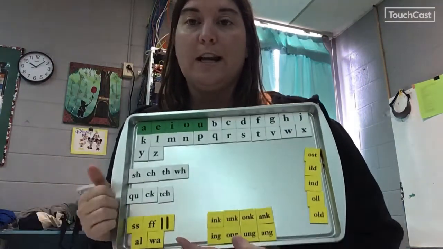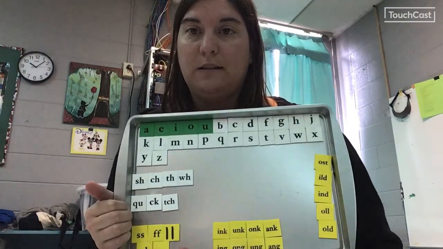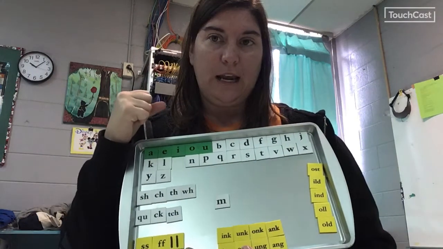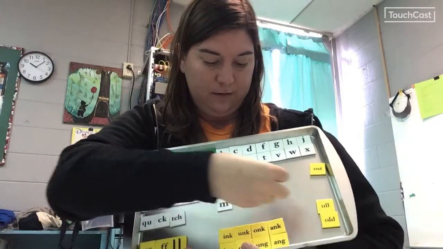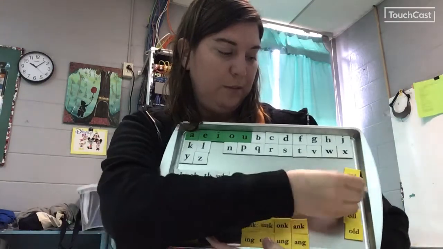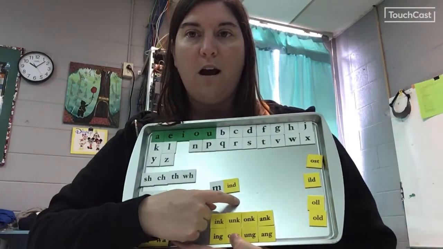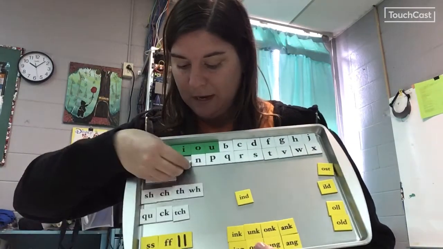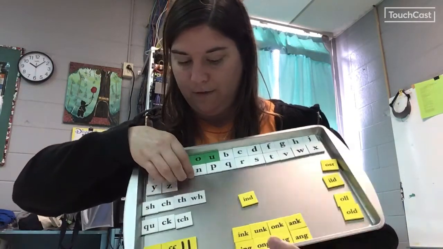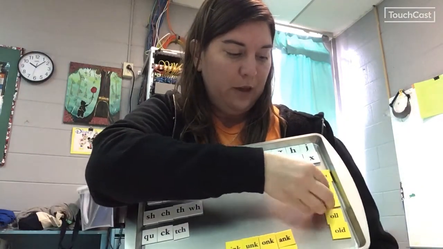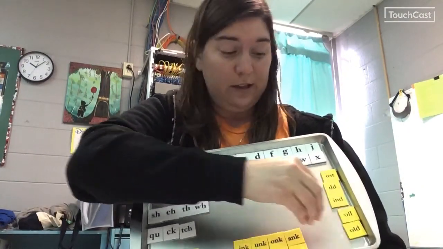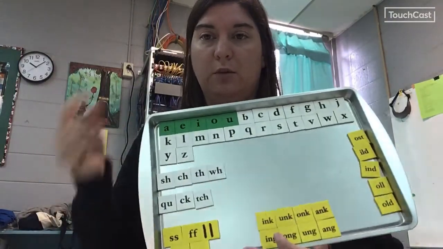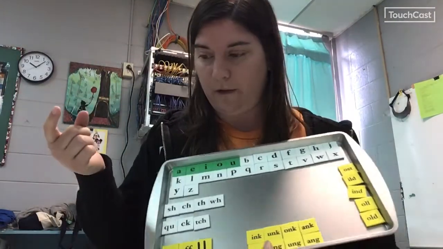Our next word is mind. I hear an m and I hear ind. So we are going to put ind, mind. Great job, everybody. We have 3 more. Do these sound familiar? They should. They're the same words we just did with our phoneme segmentation sheet. So we already know how many sounds we're looking for.